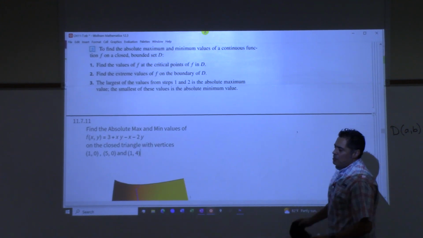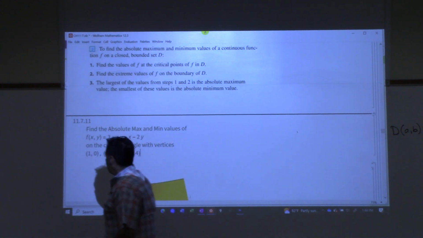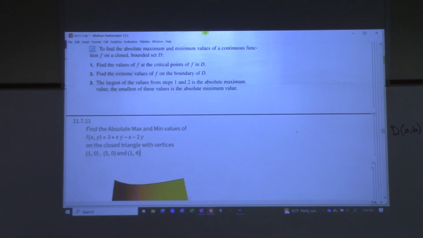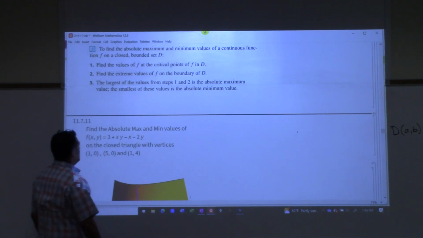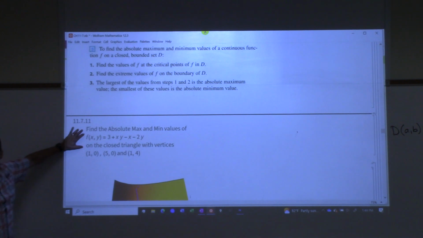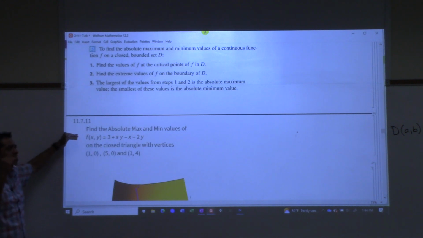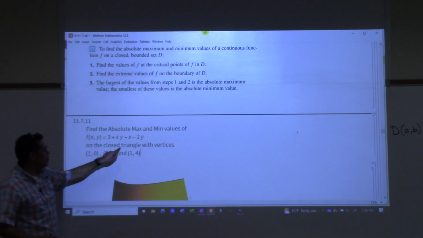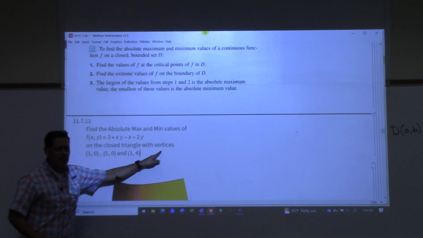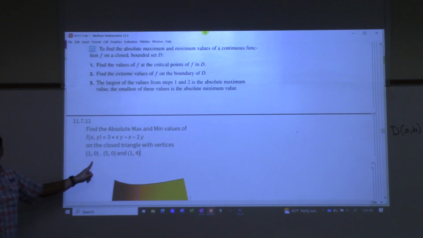Find the absolute maximum and minimum values. To reiterate, a problem like this will not be on the test next week, but it will be on your final. Find the absolute maximum and minimum values of this function. Okay, so here's a function of two variables. I want to find the highest and lowest points for that function on the closed triangle with these vertices.